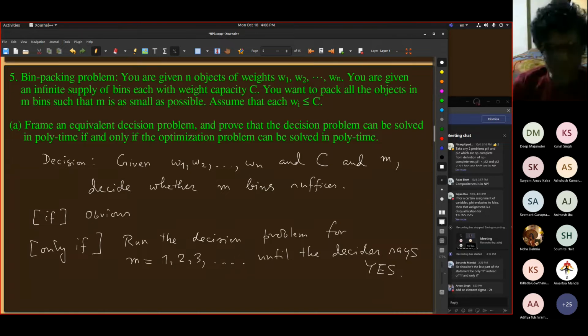In fact, you can also do a binary search instead of asking 1, 2, 3, up to n, asking n plus 1 by 2 and so on. You can increase the running time by a factor of log n, but in this context, it's not a very important thing, because if you multiply a polynomial by log n or by n, it will remain polynomial. So theoretically, it doesn't matter. Yes or no? Okay. So in that sense, these two problems are equivalent.